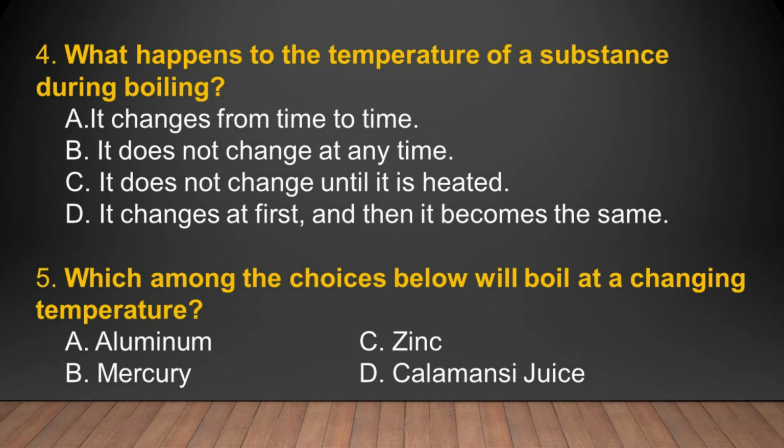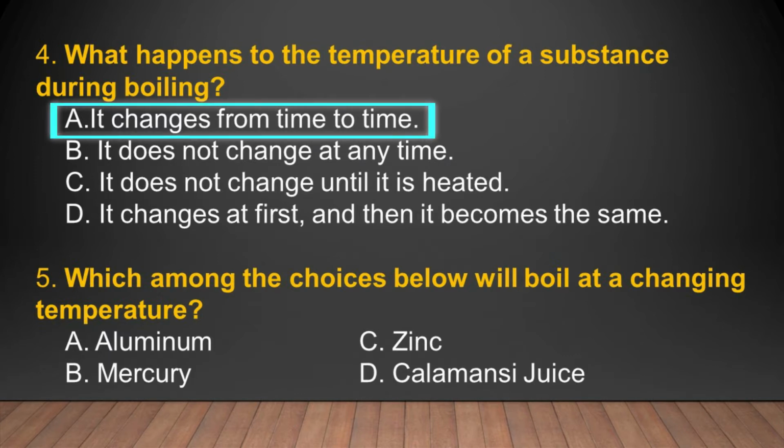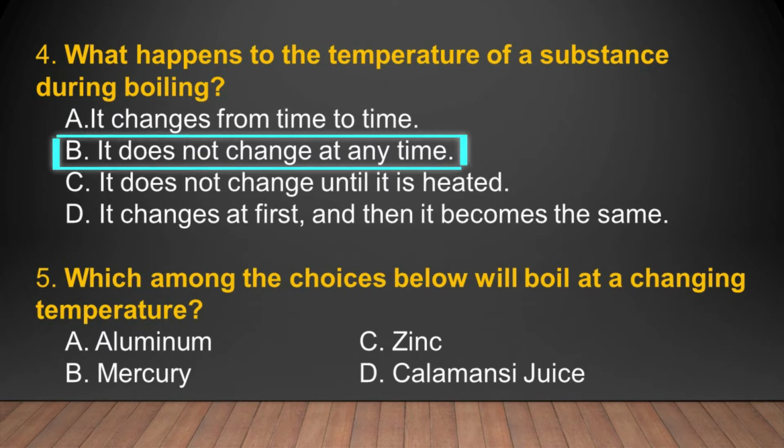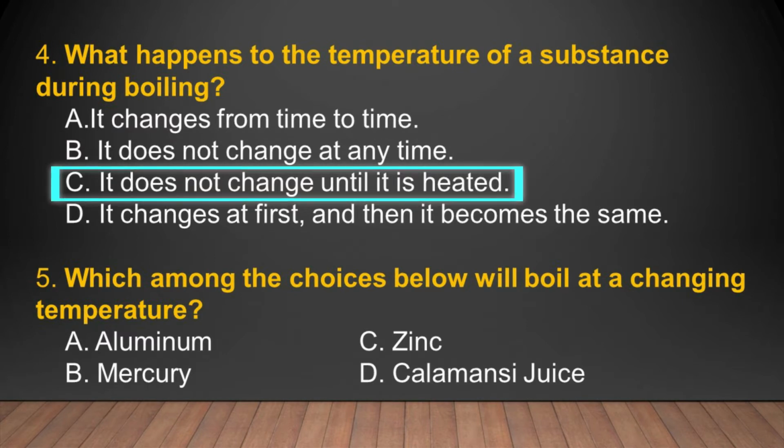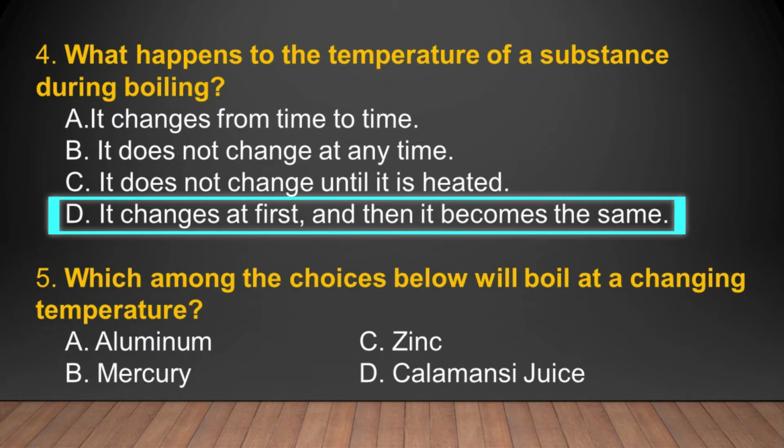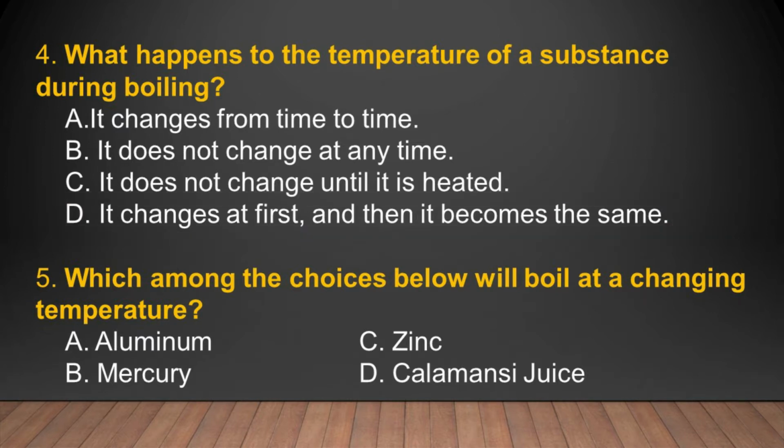Number 4. What happens to the temperature of a substance during boiling? A. It changes from time to time. B. It does not change at any time. C. It does not change until it is heated. D. It changes at first and then it becomes the same.